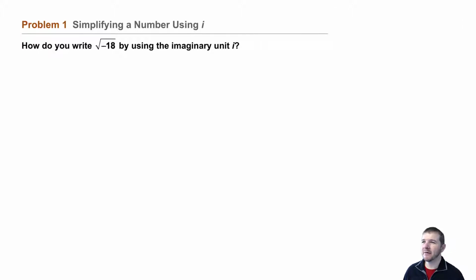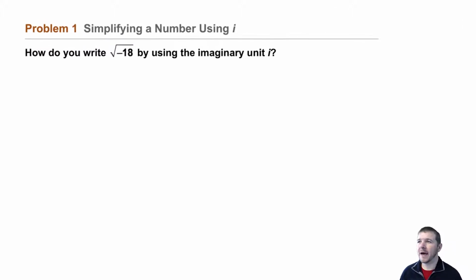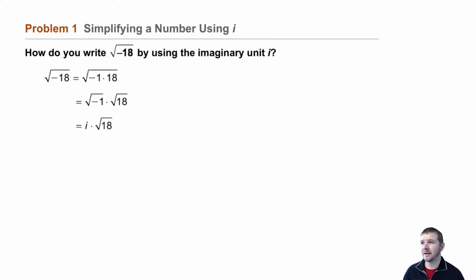Problem 1. Simplifying a number using i. How do you write the square root of -18 by using the imaginary unit i? Well, the square root of -18 can be rewritten as the square root of -1 times 18, and then split into two factors, the square root of -1 times the square root of 18. That's i times the square root of 18. The square root of 18 simplifies to 3 times the square root of 2. So in its simplest form, we write 3i times the square root of 2.